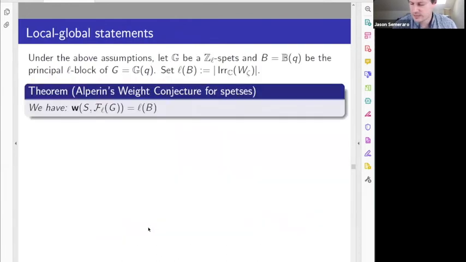So we have this nice definition, and what would we like to do with it? Well, we'd like to investigate particular conjectures which one might like to make about it, which kind of are analogous, if you like, to the conjectures in finite group theory. This is what I mean by the exotic representation theory. We want to kind of do representation theory in this context for this object. So we take G to be a Z_l Spets and B to be the principal block as defined above, under the above assumptions.